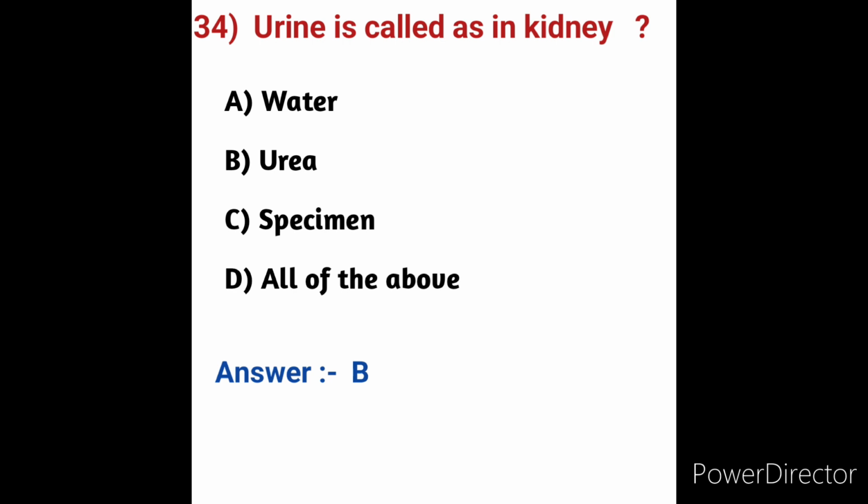Kidneys make urine by filtering waste and extra water from the blood. The waste is called urea. Here option B is the correct answer. Next we will move on to question number 35.